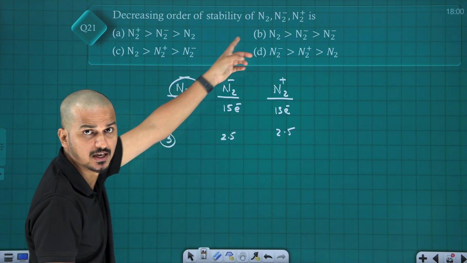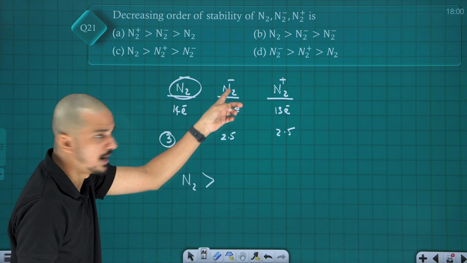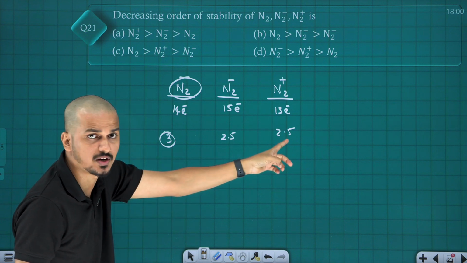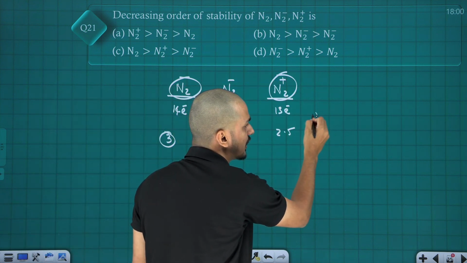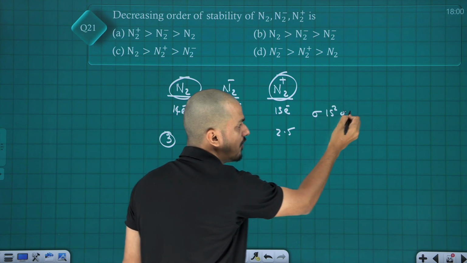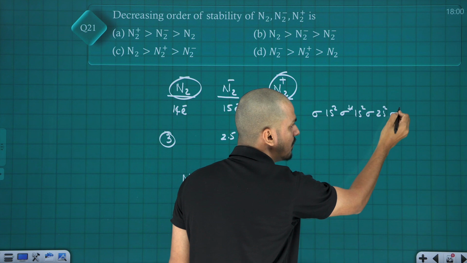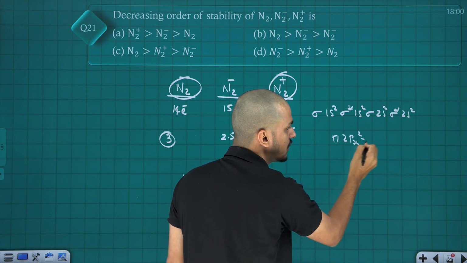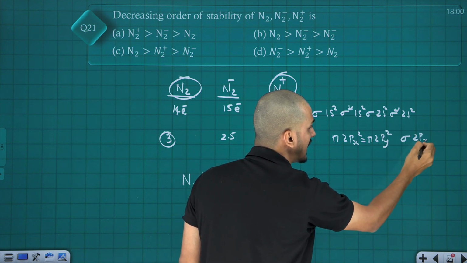They are asking about the stability. Most stable one is N2. Then this is N2 minus, this is N2 plus. Now their question, both have same bond order, which one is more stable? Listen to me very carefully. I will write the electronic configuration of N2: sigma 1s2, sigma star 1s2, sigma 2s2, sigma star 2s2, pi 2p x2 equal to pi 2p y2, then sigma 2p z1.